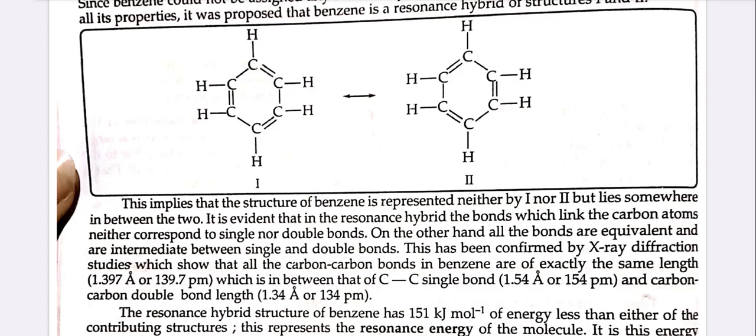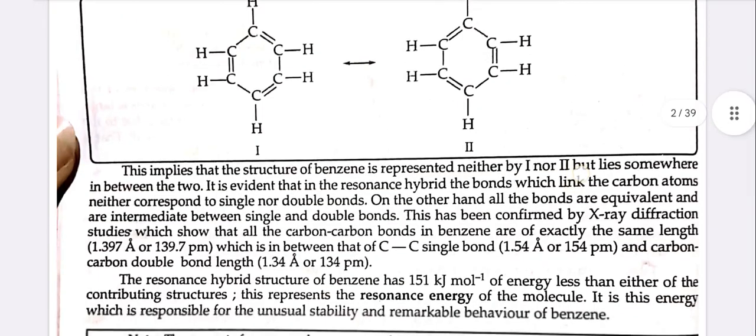It is evident that in the resonance hybrid, the bonds which link the carbon atoms neither correspond to single nor double bonds. On the other hand, all the bonds are equivalent and intermediate between single and double bonds. This has been confirmed by X-ray diffraction studies which show that all the carbon-carbon bonds in benzene are of exactly the same length, which is in between that of carbon-carbon single bond and carbon-carbon double bond.